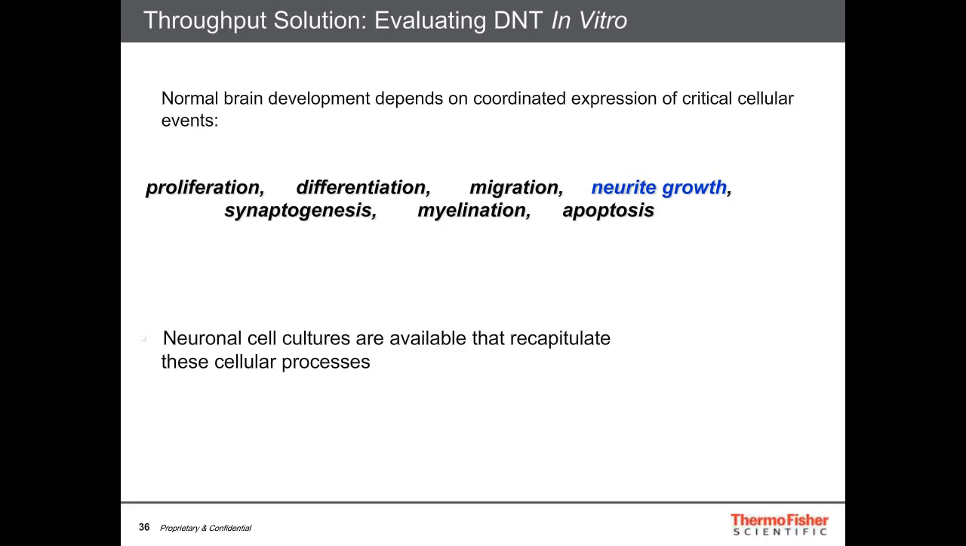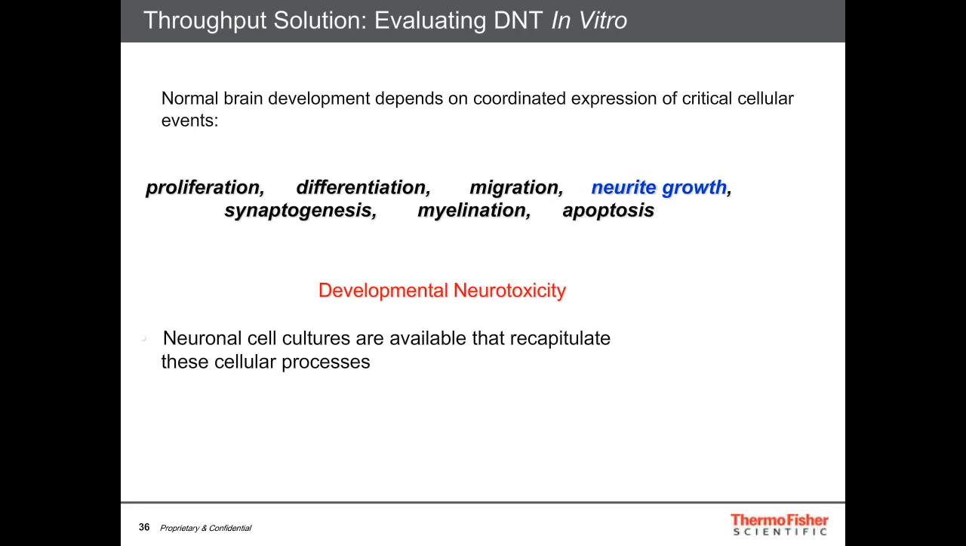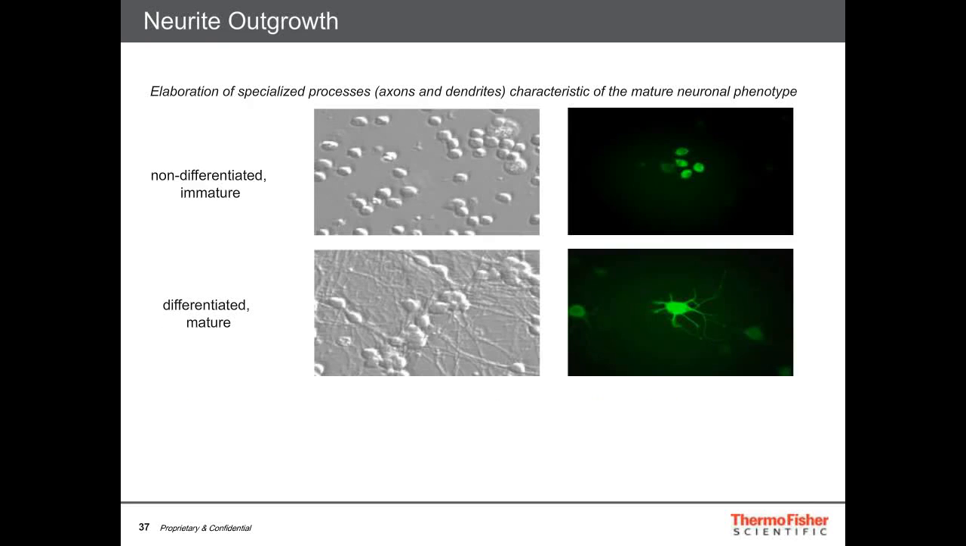So what we are going to be talking about is moving the developmental testing into a cellular model, an in vitro model. And that's based on the premise that normal development of the brain is dependent upon several critical cellular processes. So these include things like cellular proliferation, differentiation into mature neurons, migration, neurite outgrowth that I'll be focusing on here today, synaptogenesis, myelination, and finally programmed cell death. And again, it's based on the principle that neuronal cell cultures in vitro are able to recapitulate these processes that we see in vivo.